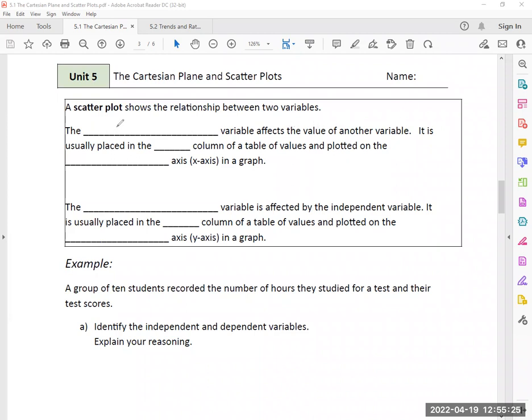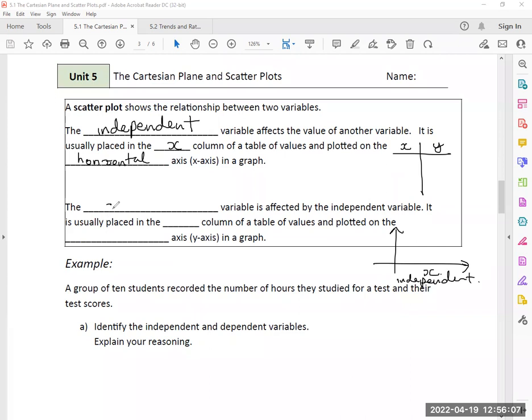I'm going to call this the independent variable. It is usually placed in the X column of a table of values like this. Okay, so this is the independent, and it's plotted on the horizontal. In other words, on a graph, I would plot the independent here. Independent.